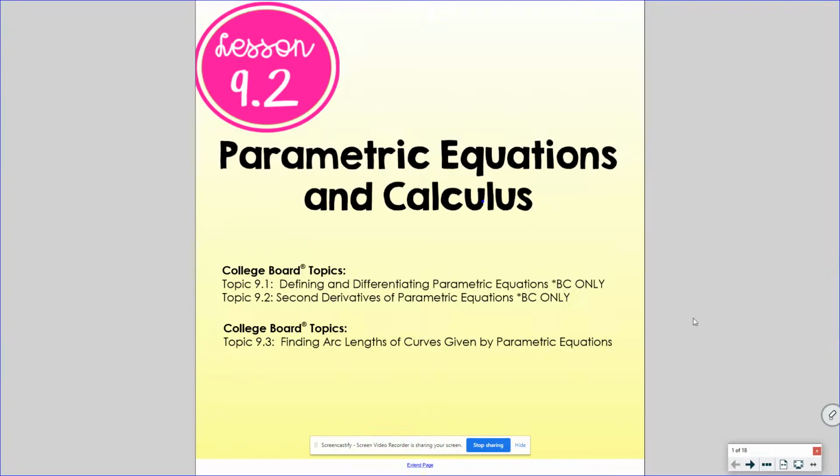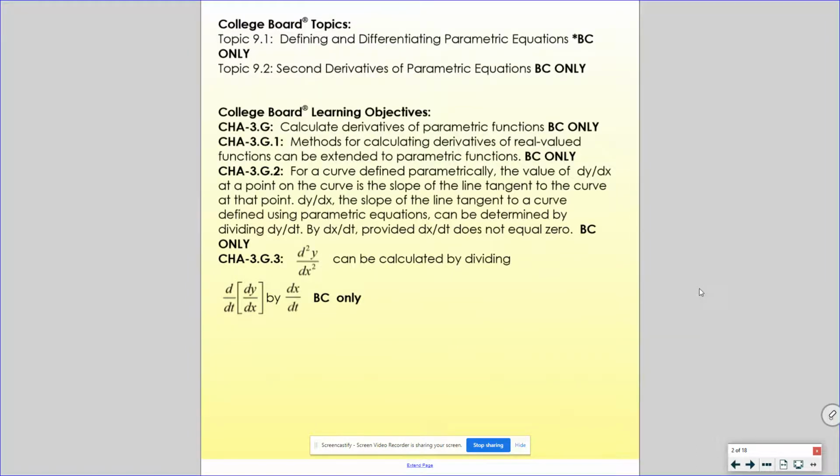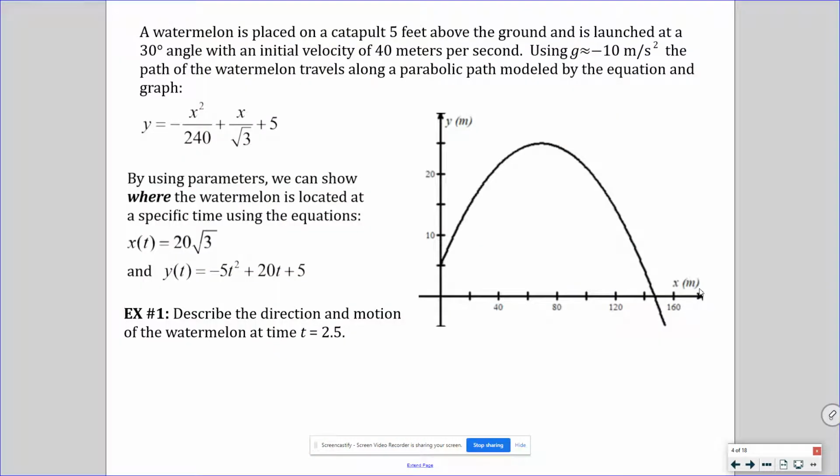All right, we're doing our revisit of section 9.2, but looking at some more difficult questions, more AP style questions. So let's start with just some simple conceptual questions here. The idea is a watermelon is placed on a catapult 5 feet above the ground and is launched at a 30-degree angle with an initial velocity of 40 meters per second.